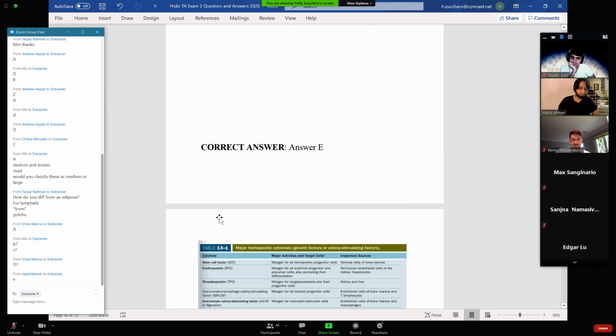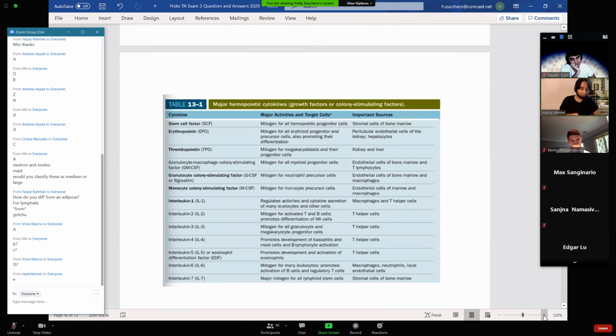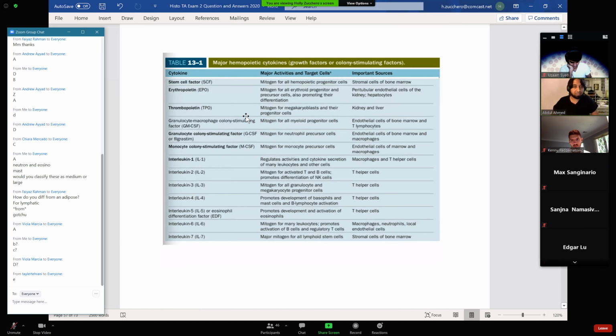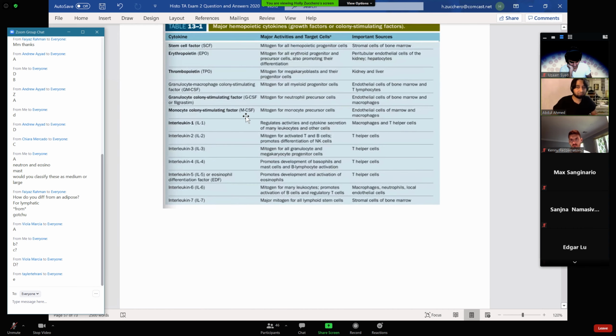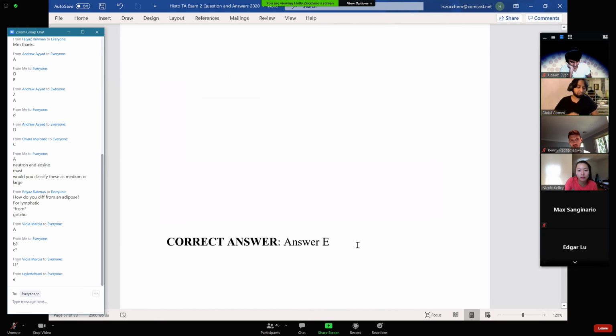So going down, we can see that it's not for progenitor cells. So you can see what EPO does. It's a mitogen for all erythroid progenitor cells, whereas the question was asking specifically for hemopoietic progenitor cells. These are erythroid. So does that make any sense? The answer to that question is E.